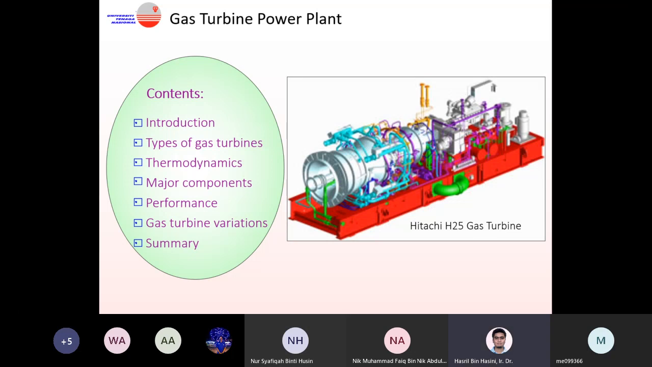Gas turbine variation is on the improvement that we can make to the turbine. There are many types of improvement that we can adopt for our gas turbine power plant. So that is the coverage for this topic.